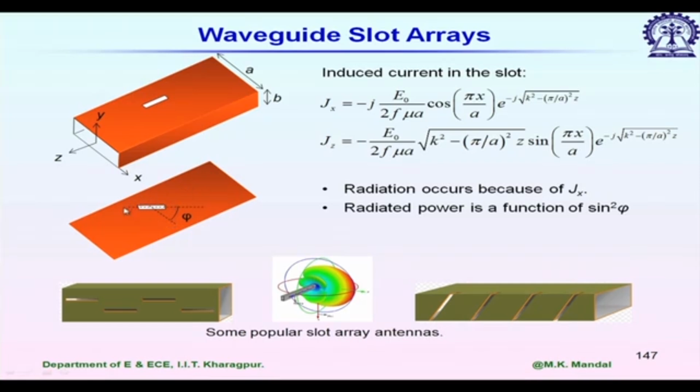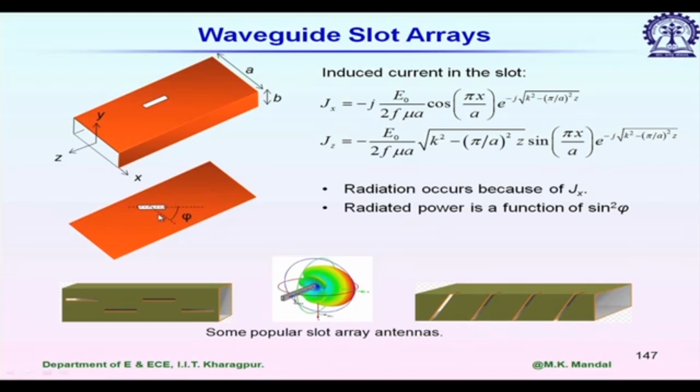In that case, radiation becomes a function of phi, and approximately it can be shown that the radiated power is proportional to sin square phi. When it is perpendicular, very little power is radiated by the slot, almost 0.